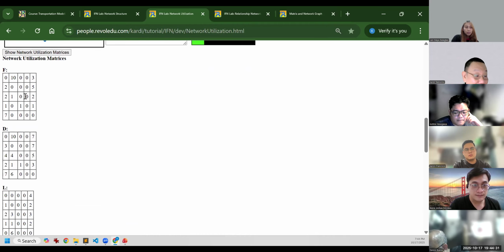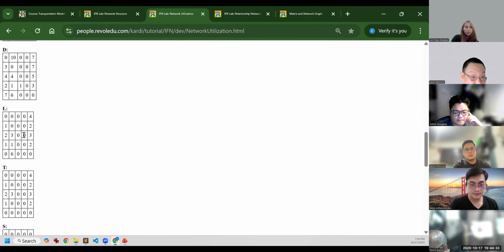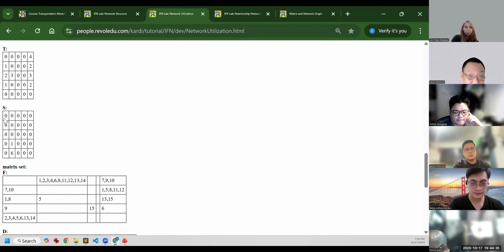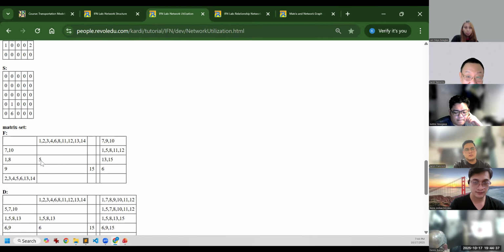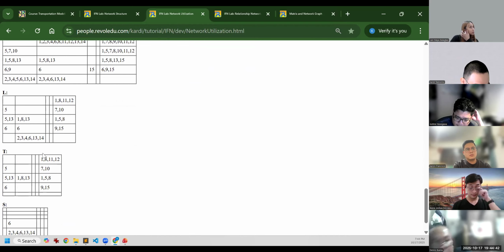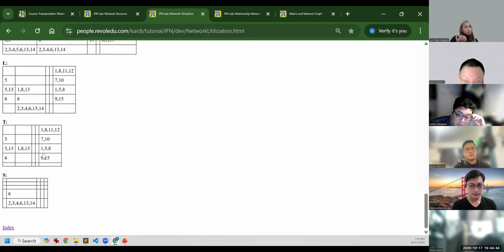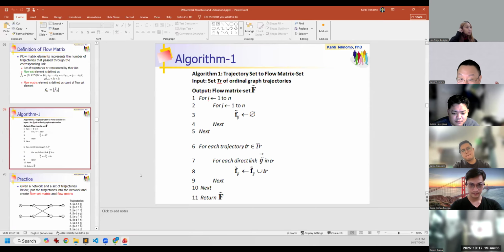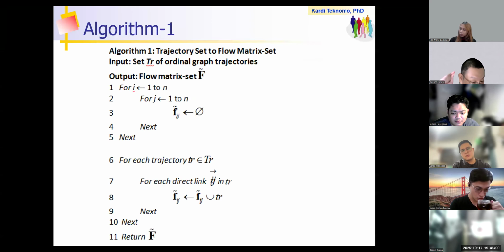There, I get the F, I get the D, I get the L, T, and S. S is TC, and then I also get the flow set matrix. Oh, nice. I hope everything is clear for your assignment. I hope this is easy enough for you, just to input the data and then click.